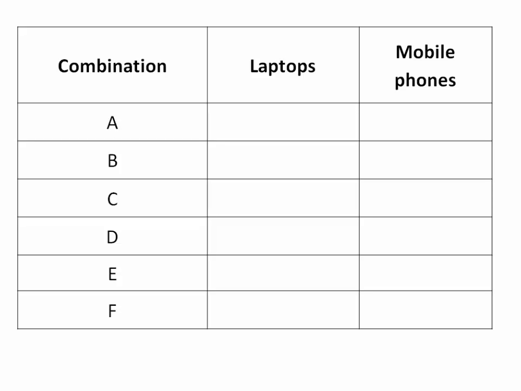Welcome to the country Zanadu. Zanadu can only produce two things: laptops and mobile phones. Obviously, they only have a limited amount of resources. So if they use all their resources to produce only laptops, then they can produce a maximum of 5,000 laptops. But then they've used everything on laptops and don't have anything left to produce mobile phones.